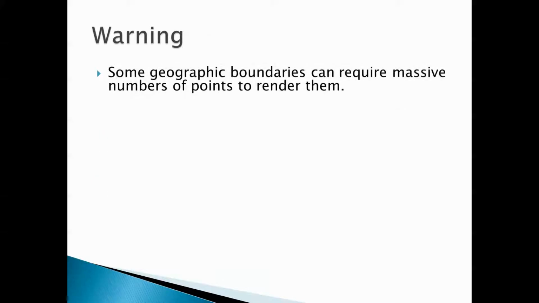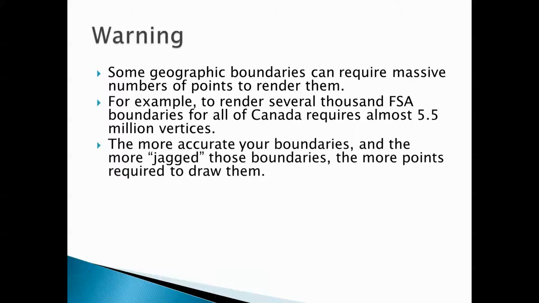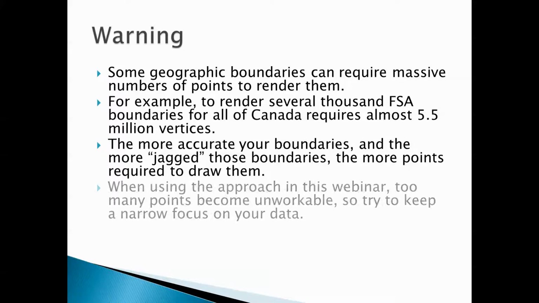Some things to note ahead of time. Some geographic boundaries can require massive numbers of points to render them. For example, if we wanted to render all 1,600 of the FSAs in Canada, that requires almost 5.5 million vertices. Mainly, when you see the map shortly, you'll see there's a huge number of boundaries on oceans, which have lots of inlets. So the more accurate you want those boundaries to be, or the more jagged those boundaries are, the more points are required to draw them. So Canada is rather difficult to render, as opposed, for example, to the states of Wyoming and Colorado, which have very straight lines. Would not be very difficult.